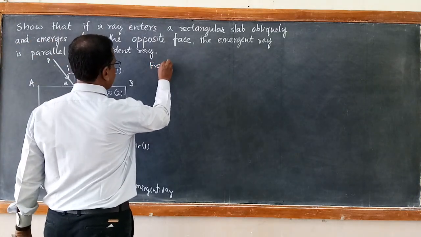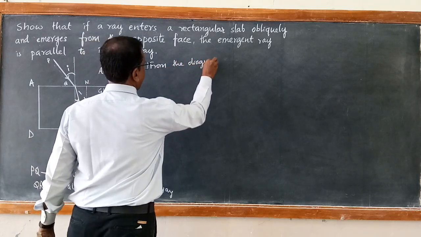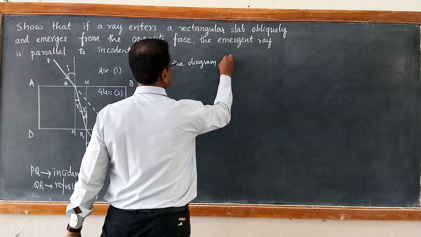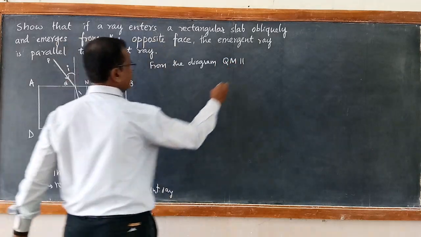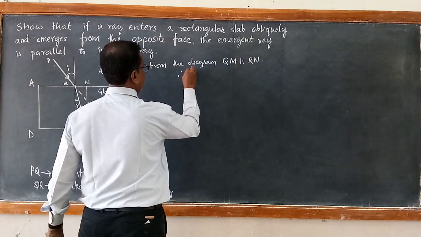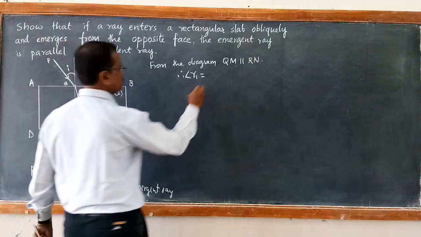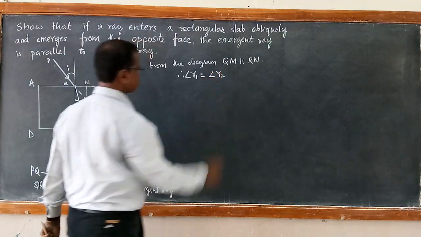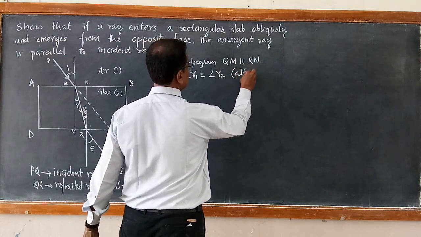From the diagram, QM normal is parallel to RN. Therefore, angle r1, angle of refraction r1, is equal to angle r2. Alternate angles.